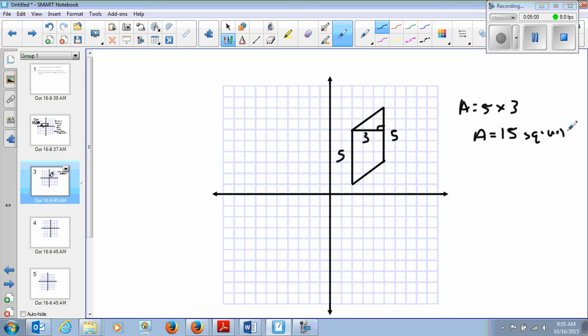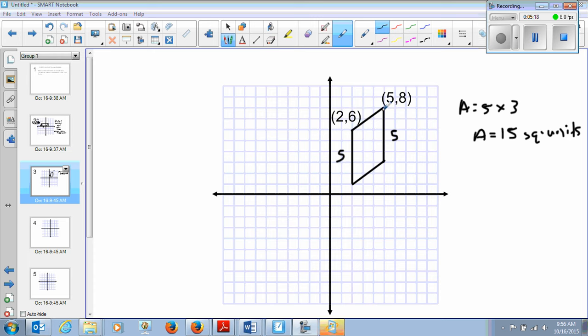Just a different way to write square units. So there you go. Now if we want to find the perimeter of this shape, we don't really need this stuff here, but what we can do is find out the length of this side. So I went ahead and found out where those points are located.